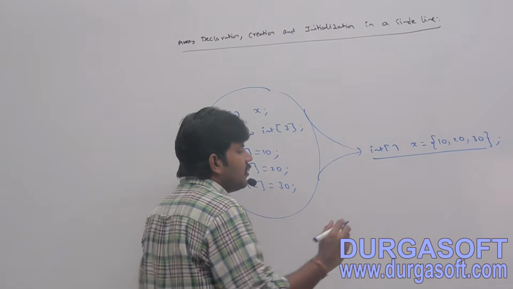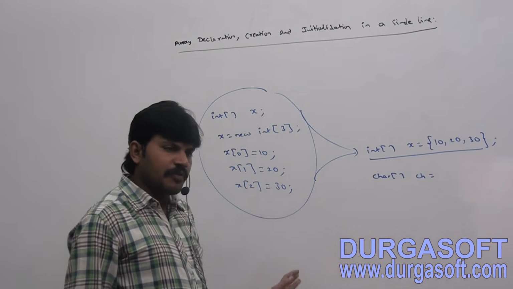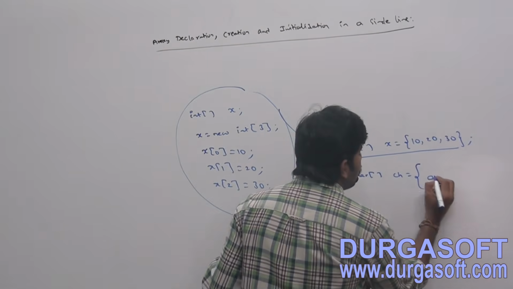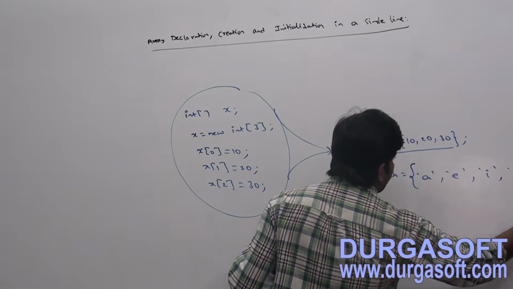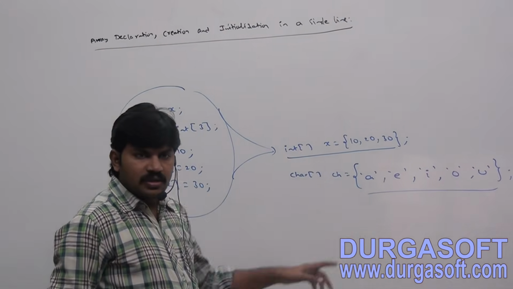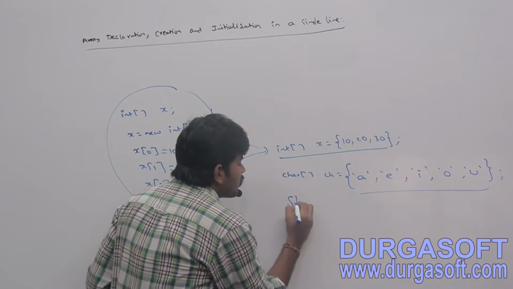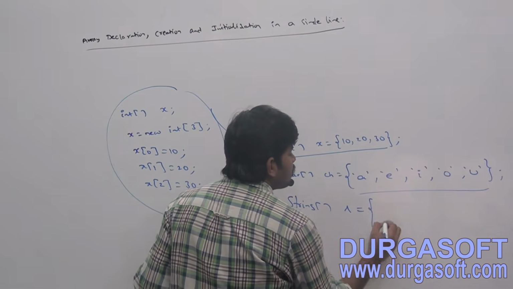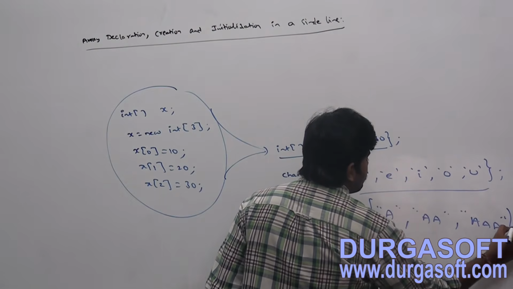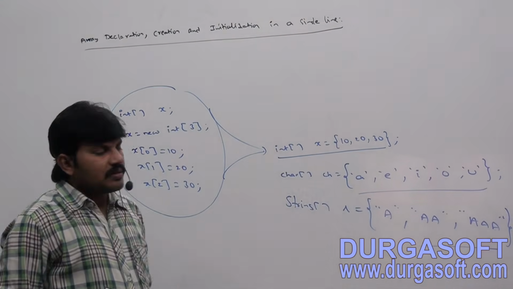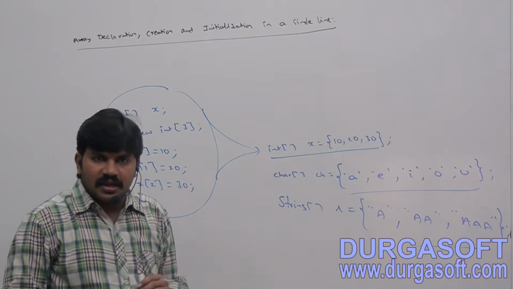Next, we can even use it for any array, for example char array ch is equal to a e i o u. Are you getting what these are? A, E, I, O, U are nothing but vowels. So char array ch is equal to a group of characters. Next, string array s is equal to a group of string objects. This type of thing is nothing but shortcut representation. We can declare, create, and initialize an array in a single line.